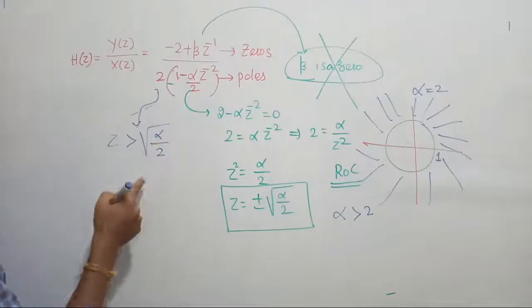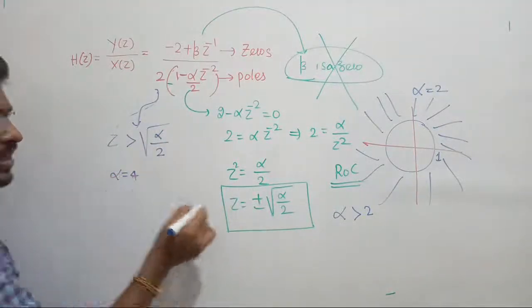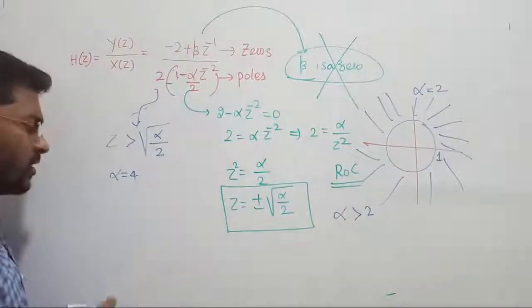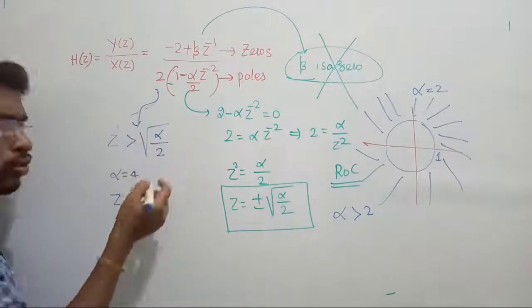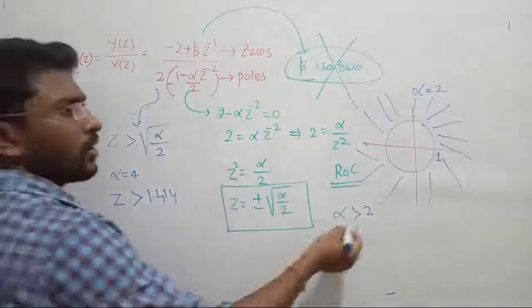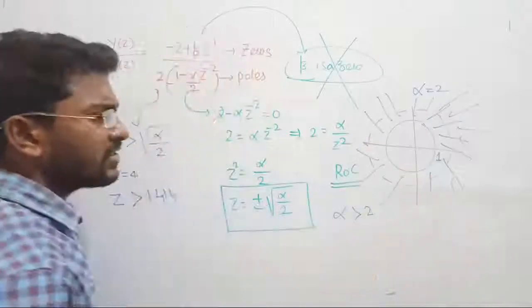For 3, for best, let us take 4. If alpha equals 4, because greater than 2 means any value: 4, 6, 8, 10, 100, lakhs, anything we can consider. If I consider 4, then what will happen? Z should become greater than 4 by 2, which is root 2. Root 2 is 1.414. So it is again greater than the unit circle, it will be more than 1.4.